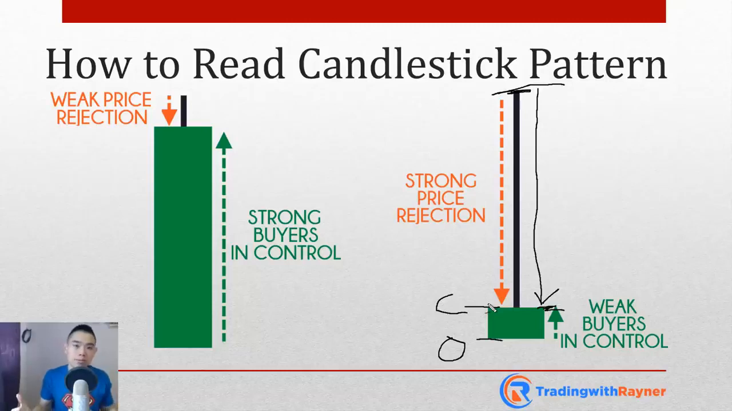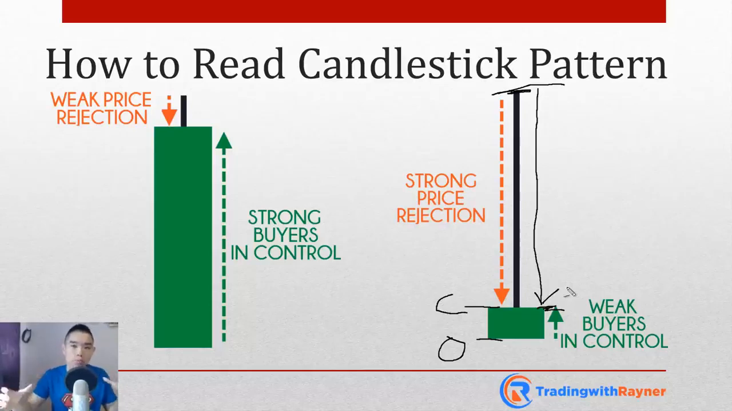So what does this tell you? It tells you that yes, the buyers did push the price up slightly higher for the session, but there was an immense amount of selling pressure, a strong price rejection, that actually pushed the price lower during the session. So you can see that over here, this isn't a very bullish pattern. In fact, it's quite bearish, as it shows you the immense selling pressure by the sellers.